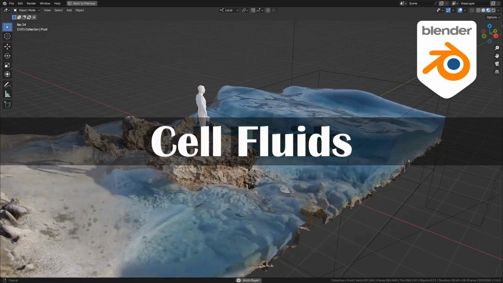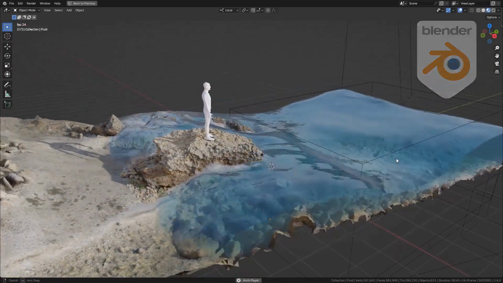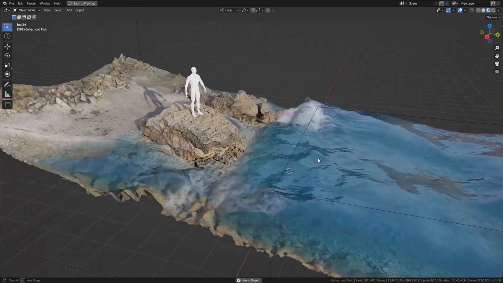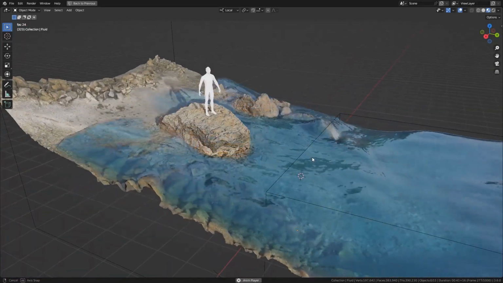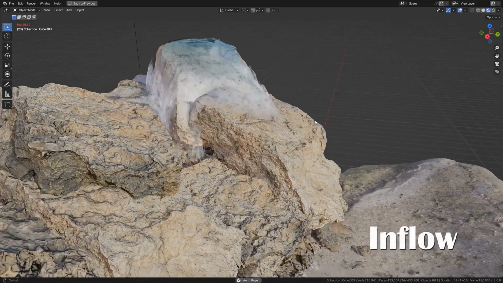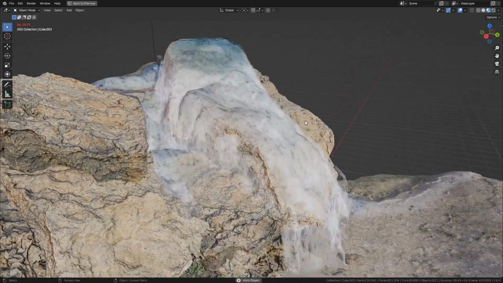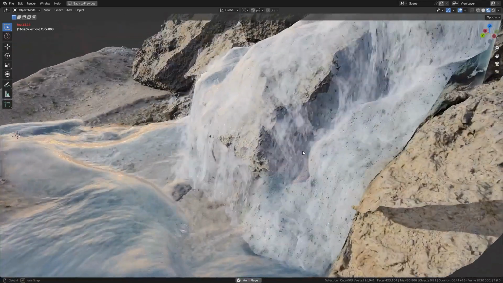Hey, fellow Blender enthusiasts. Are you ready to dive into the world of realistic fluid simulations like never before? We've got a game changer for you today, Cell Fluids, the geometry nodes powered addon that's turning Blender's fluid simulations on their head. Imagine this.